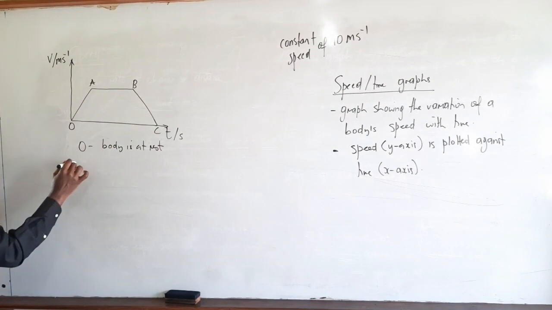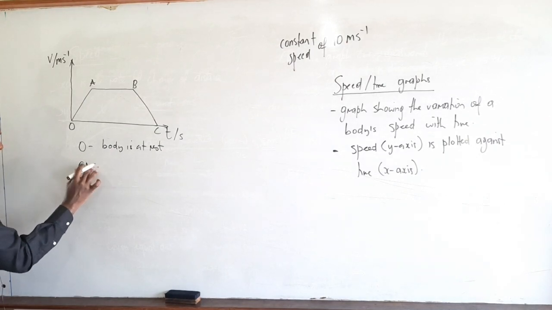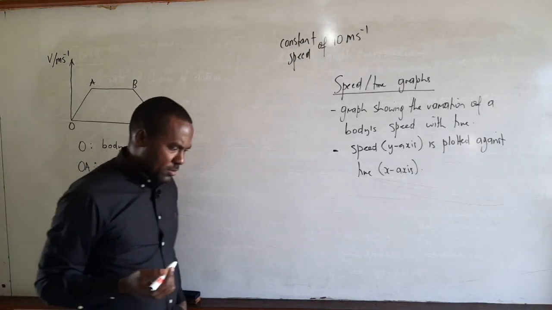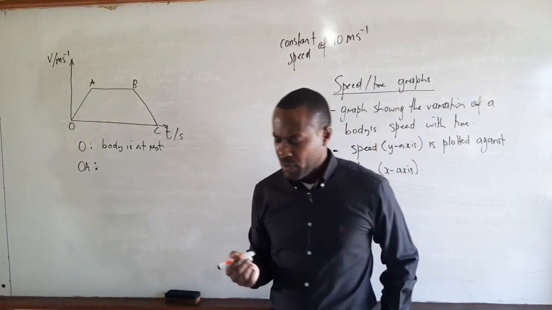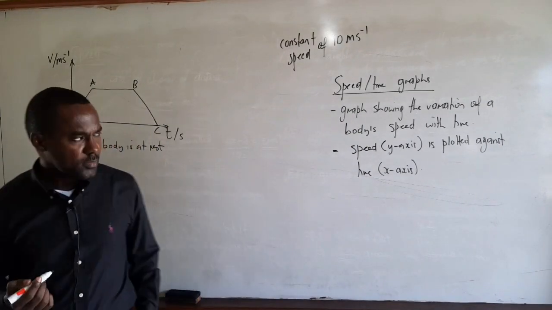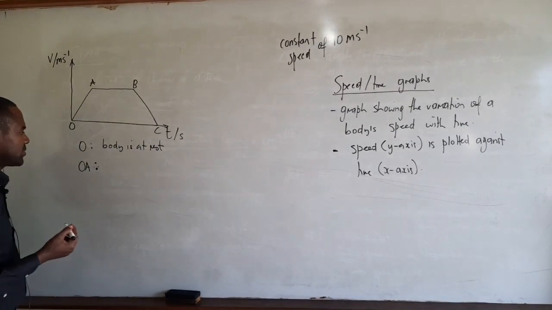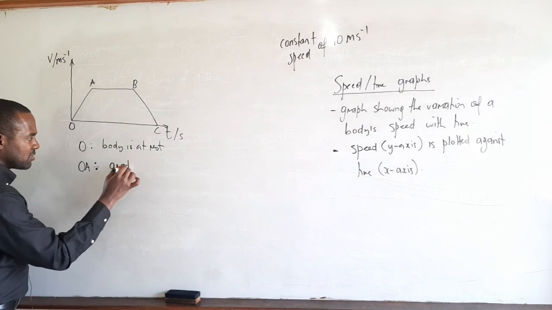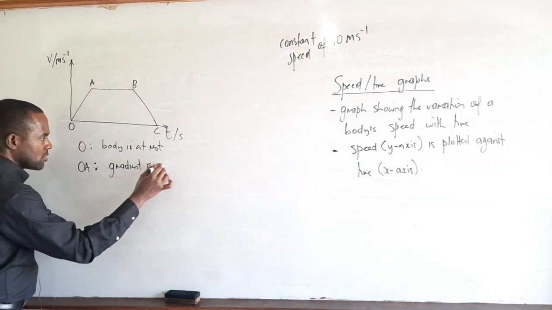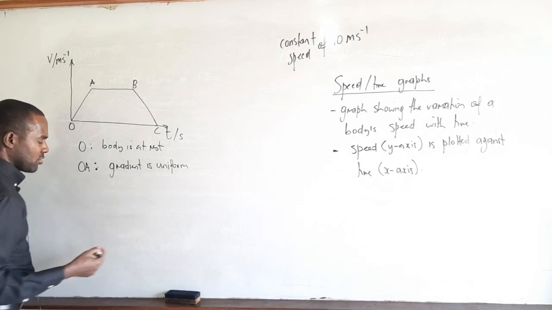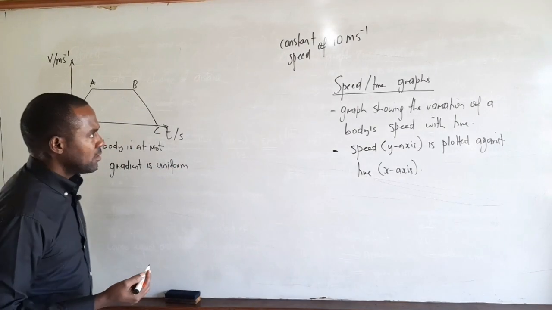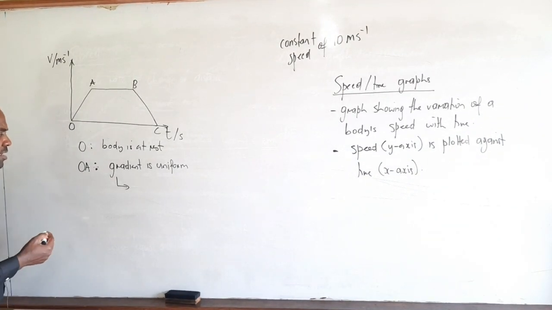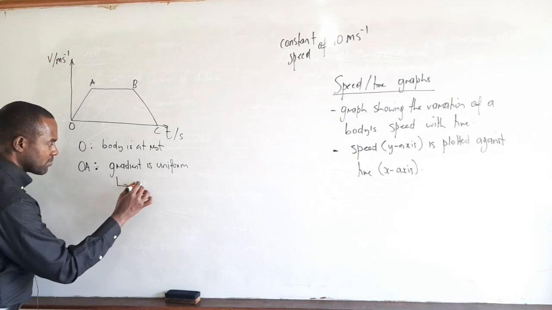Now let's examine OA. OA is a straight sloping line, which of course means that the gradient is uniform. Right? And what does this mean? It therefore means that the acceleration is uniform.